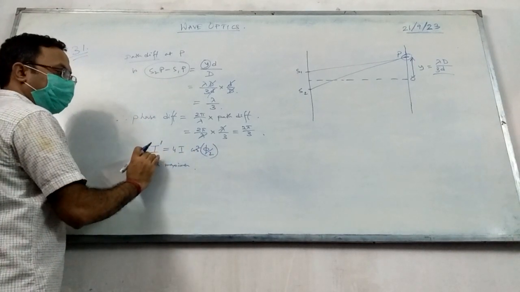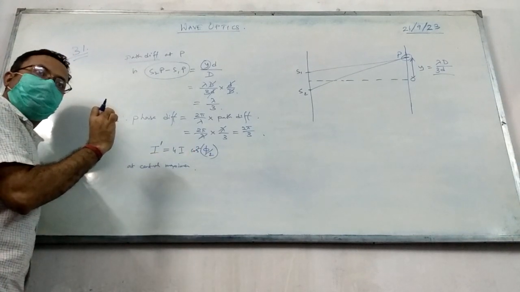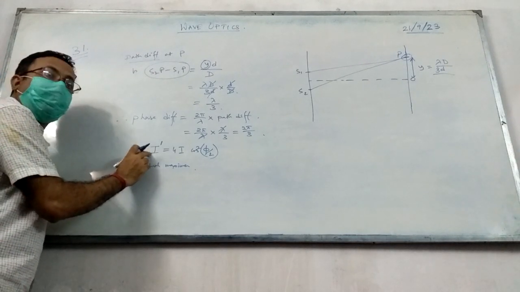Now let us understand first what this equation represents. I dash is the resultant intensity. What is I dash?